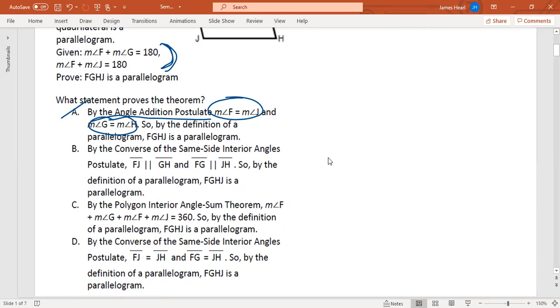In B, by the converse of same side interior, we get two sets of parallel lines, and therefore by definition it must be a parallelogram. That's 100% true. If the same side interior angles add up to 180, which they do in the given, you must have parallel lines, and as soon as you have parallel lines, you've defined your parallelogram. It has to be B.